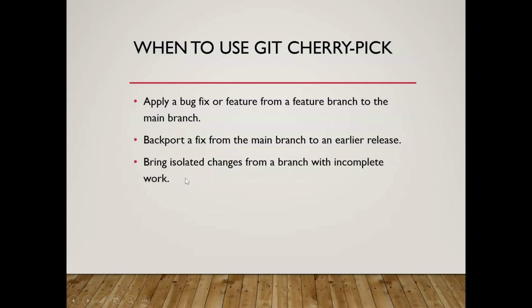Suppose you have multiple things in line in your feature branch, you are doing multiple things, and there is a requirement to just pick one commit which you have done into the main branch or release branch. In that case, you can pick only that commit from your feature branch and cherry-pick that commit to your main or release branch, so that only that particular commit will be merged in the main branch.